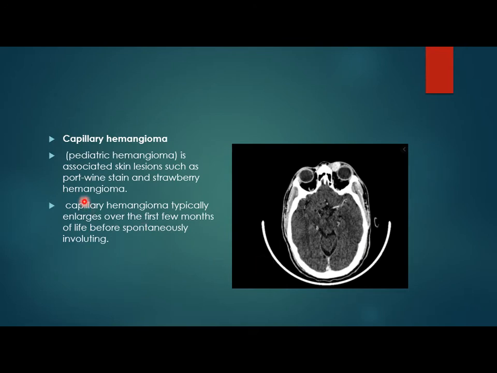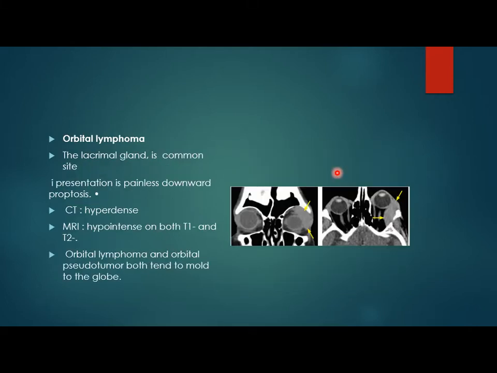Capillary hemangioma is most commonly in the pediatric age group, associated with a skin lesion such as port wine strain and strawberry hemangioma. Capillary hemangioma typically enlarges over time and then regresses spontaneously. These are pictures of the hemangioma on CT. So all you need to do is follow it up. There is no other treatment needed, it regresses by itself.